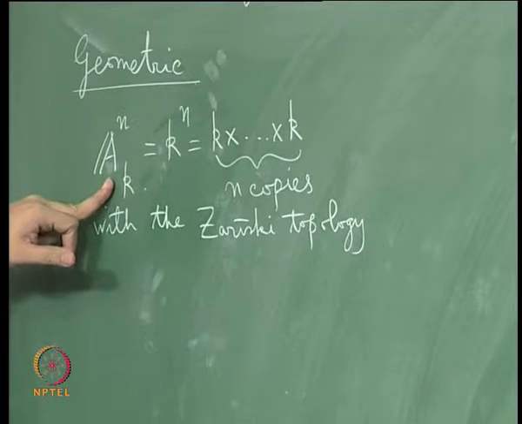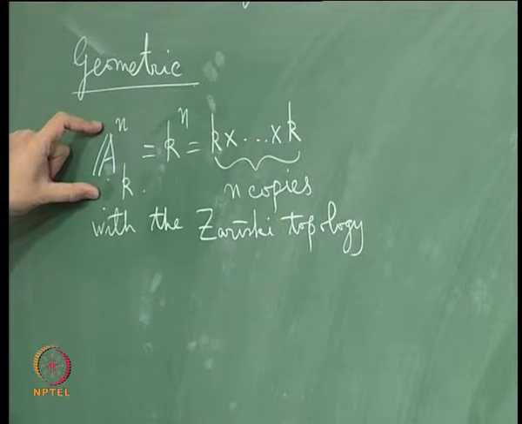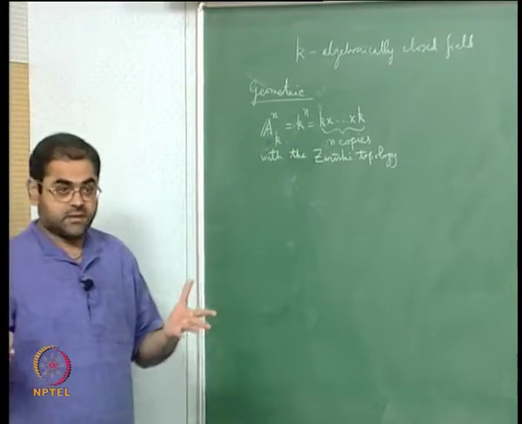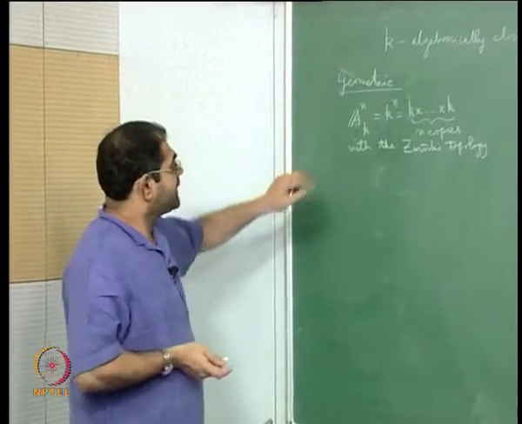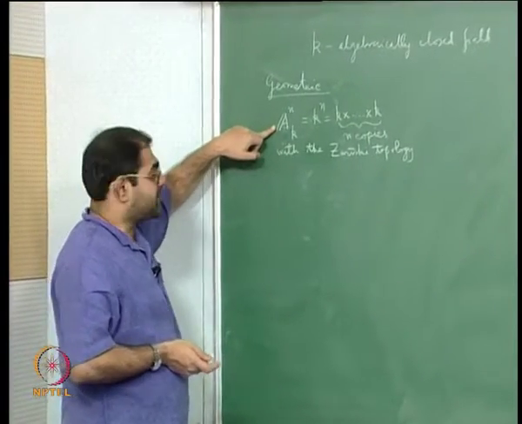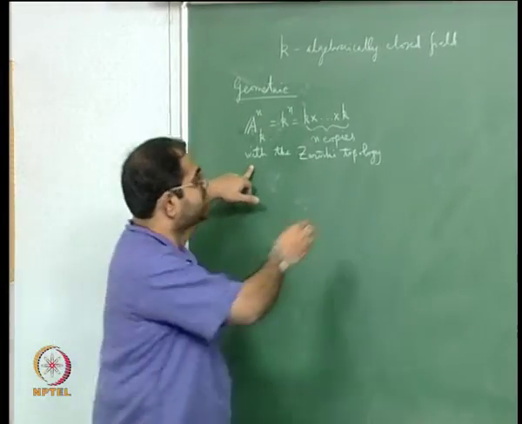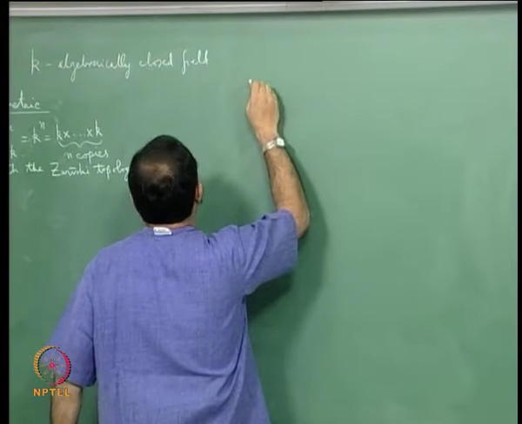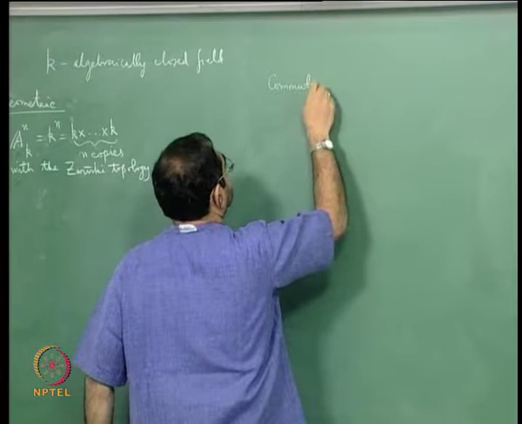But more importantly, what we have is not just a set, it's not just the Cartesian product. This Cartesian product consists of n tuples of elements of K. It's not just the Cartesian product as I said, but there is a so called Zariski topology. It rather comes from the commutative algebra side. So let me put that on this side. This is the commutative algebra side.